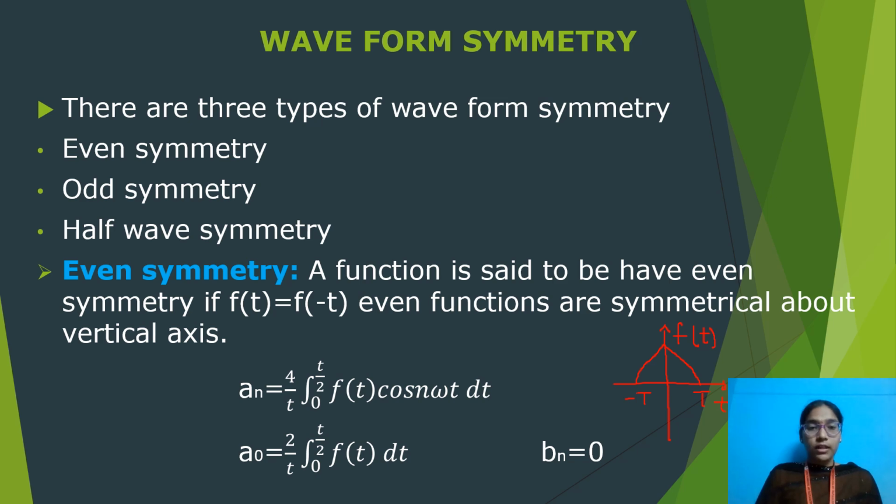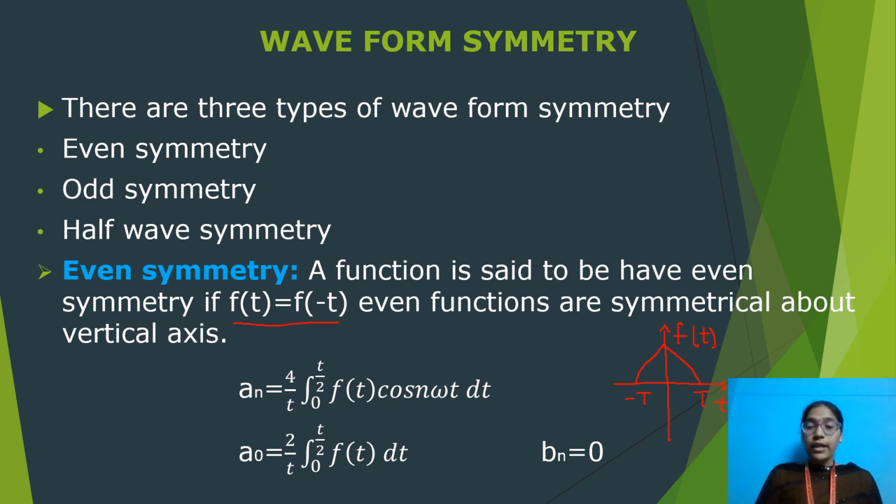Waveform symmetry. There are three types of waveform symmetry: even symmetry, odd symmetry, and half wave symmetry. Even symmetry: a function is said to have even symmetry when the condition is f of t equals f of minus t.